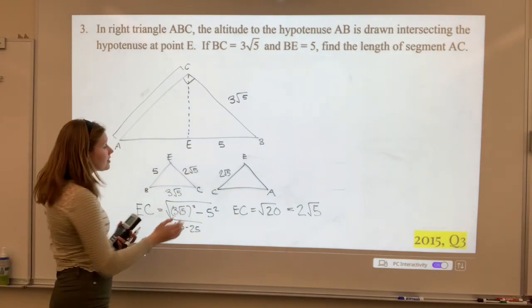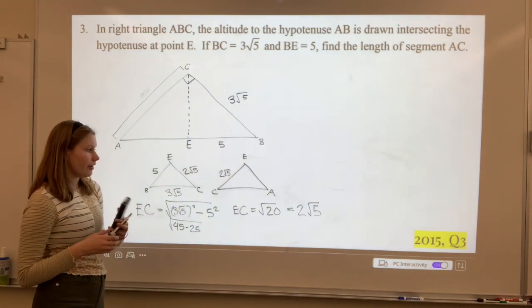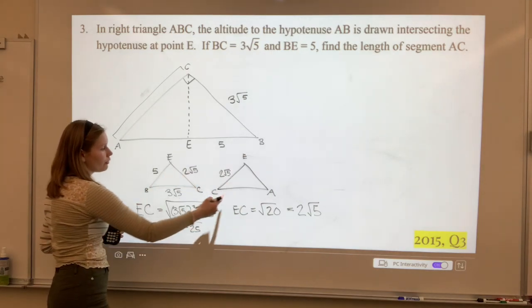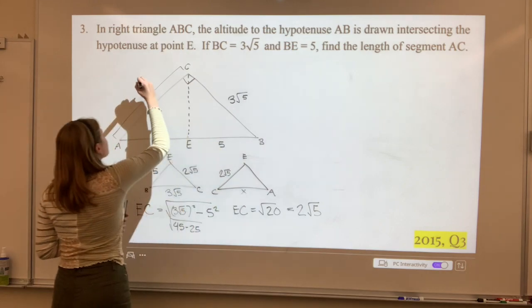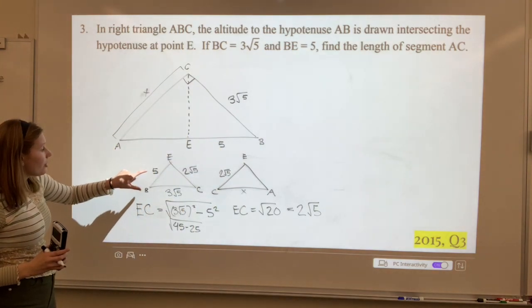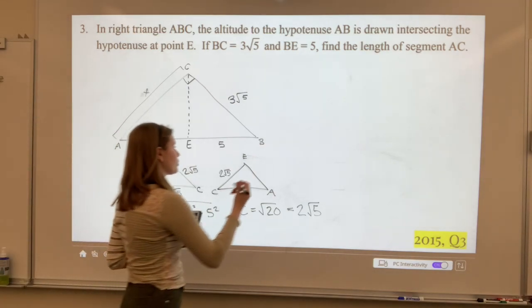So now that we have one side length of this triangle, we can form a relationship between the two triangles to solve for the side length AC, which I'm going to label x. So we know that 5 is to 3 times the square root of 5.